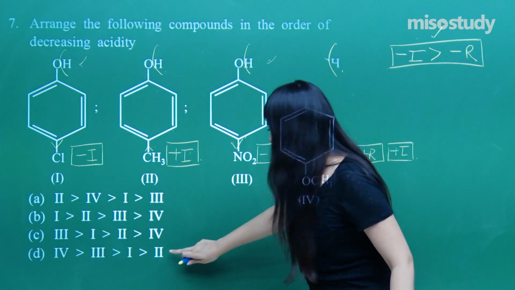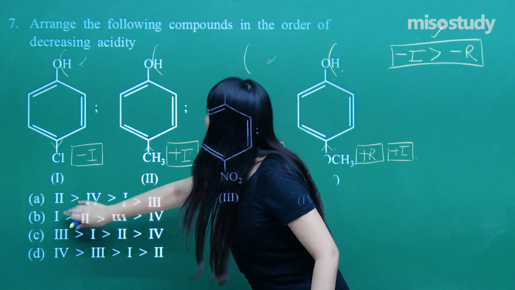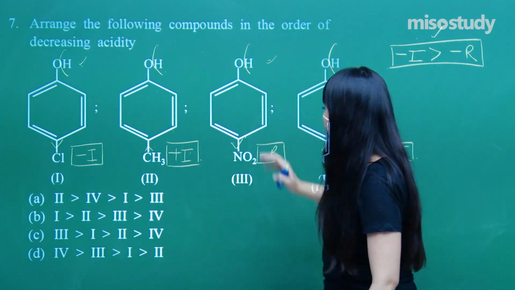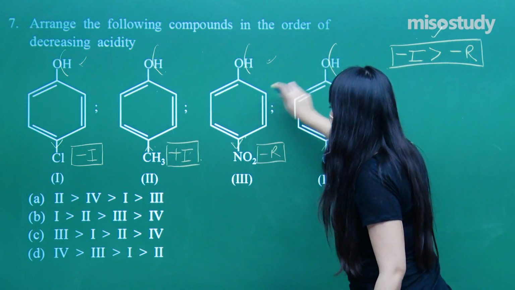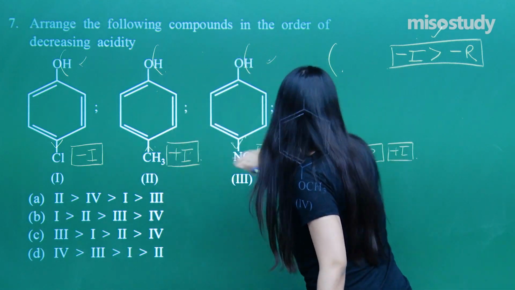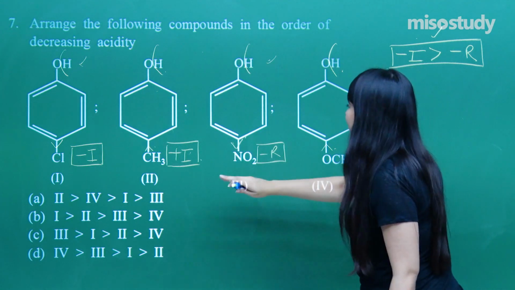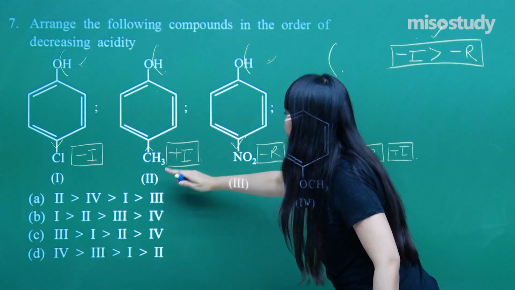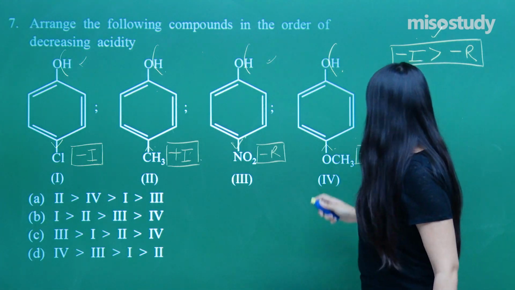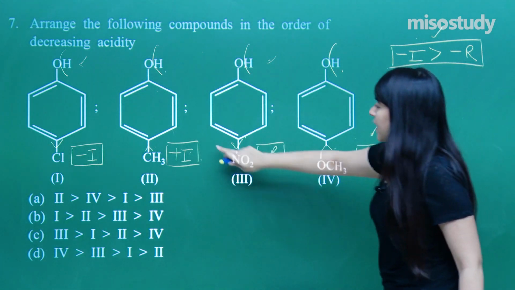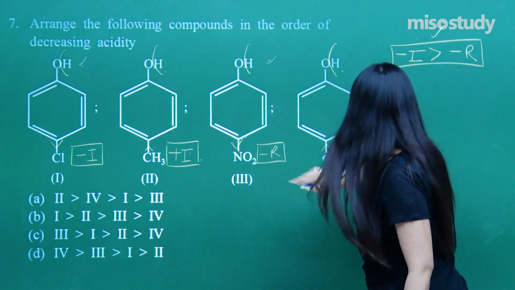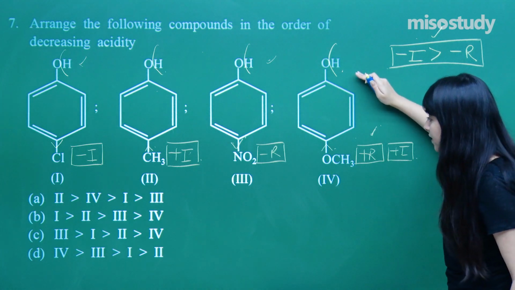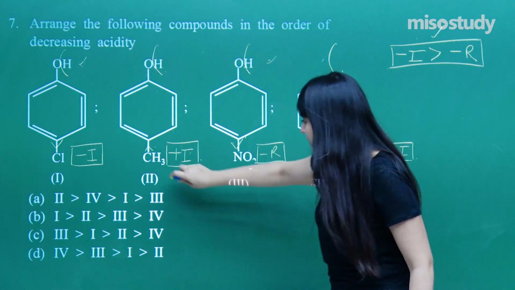That means I have got the option over here as, now arrange the following in the order of decreasing acidity. Least acidity would be in the case of these two, the second one and the fourth one. So out of second and fourth, which would be more acidic, this or this? Naturally this is showing the plus R effect and this is showing the plus I effect. So it would be less, thereby making the other more acidic.